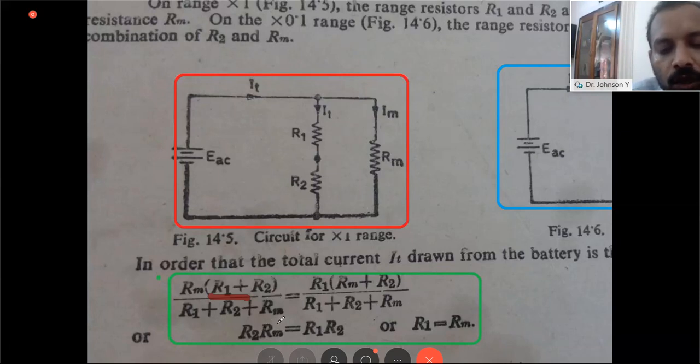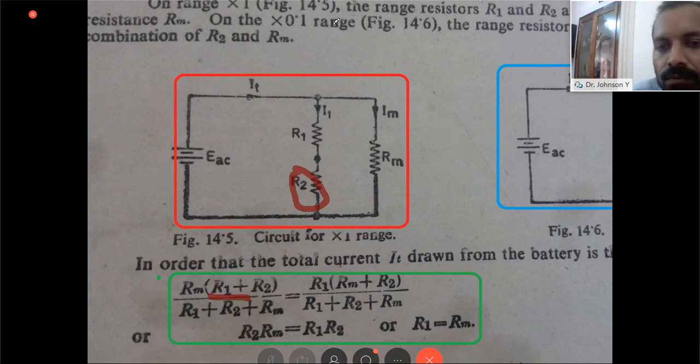When we equate, compare and analyze these equations, derive it, then we can conclude that R1 is equal to Rm. So R1 and Rm are equal. This is actually a design problem: how to calculate the value of R1 or how to calculate the value of Rm. Such things we can get from this design analysis. So from here we can see R1 is equal to Rm.